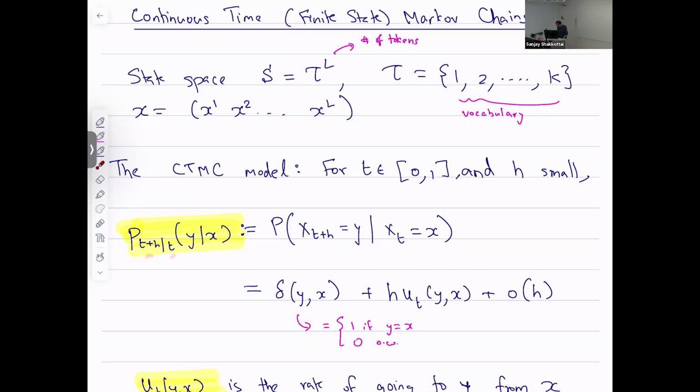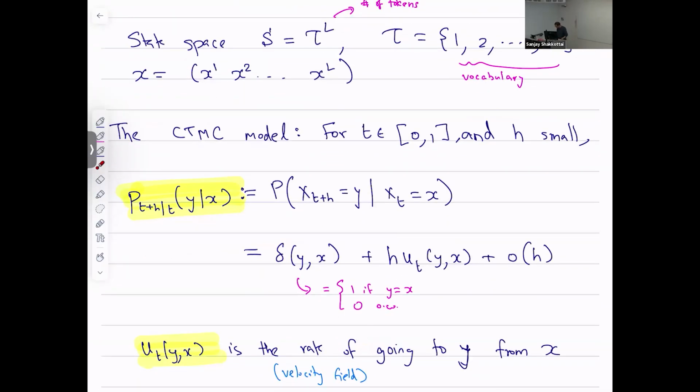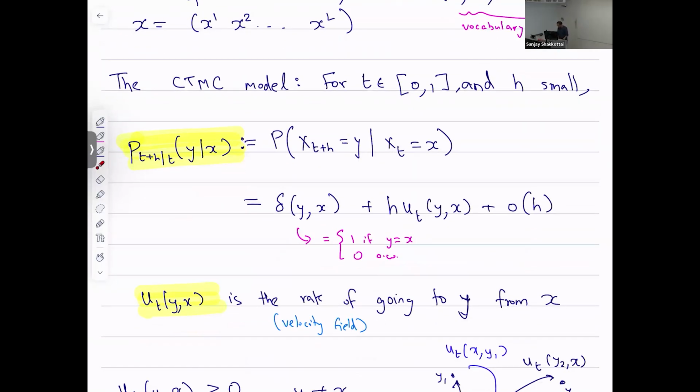Then at time t plus h, I'm in state y with the following probability. That is, the probability that at time t plus h I'm in y, given at time t I'm in x, is delta yx, which is 1 if y equals x and 0 otherwise, plus h times some u_t of y comma x, plus little o of h. So u_t is the rate of going from x to y. Normally when you think of p_ij, you go from i to j. I'm using the notation from these papers. This is different from the way I think about CTMCs because the vector is going the other way, but we will use this because that's where all these notes are.